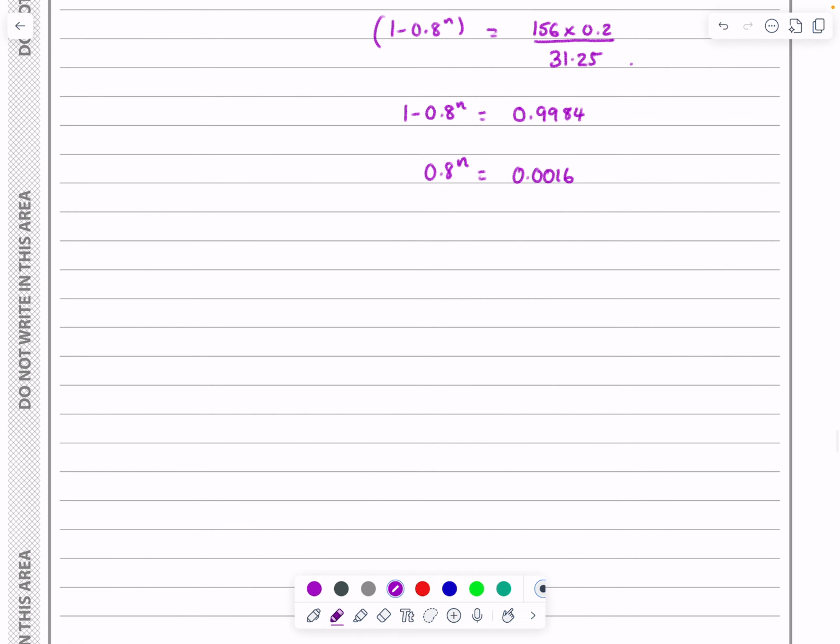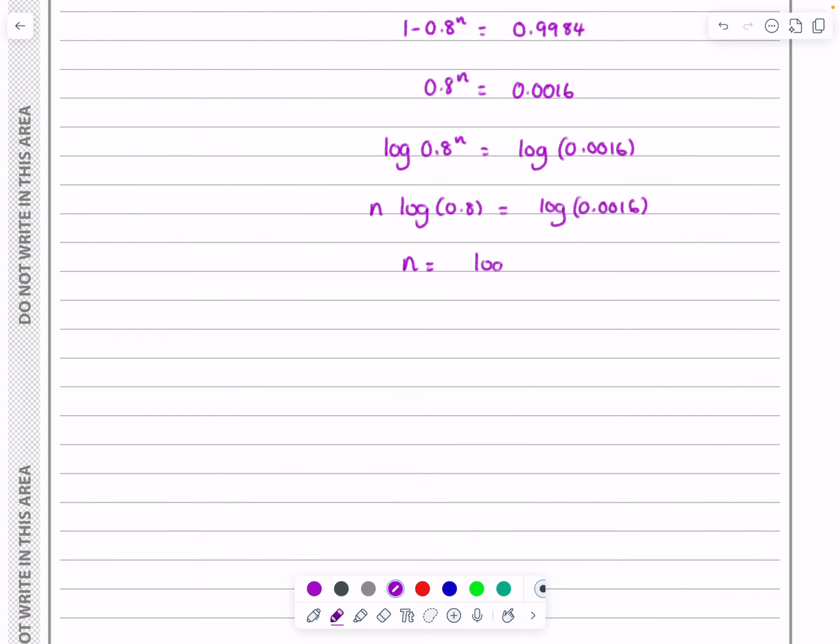And now how do I get rid of that power? Let's just log both sides. Log 0.8 to the n is log 0.0016. I can use my log rules now to bring that power down. This is all stuff you should have done plenty of times before, so I'm going to get n log 0.8 is equal to log 0.0016. And so n works out to be log 0.0016 all divided by log 0.8.